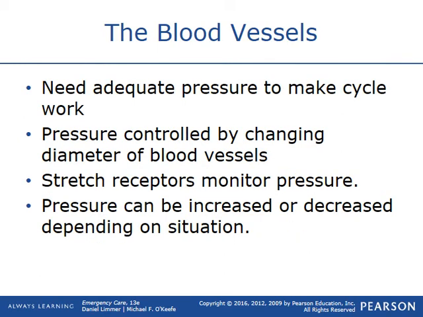In order for the cycle to work correctly, we need to have an adequate blood pressure. This is controlled by changing the diameter of the blood vessels, either bigger or smaller, for our body to regulate the correct pressure. This is done by stretch receptors as they monitor the overall pressure in our bodies. This pressure can be increased or decreased depending on the situation that we need.